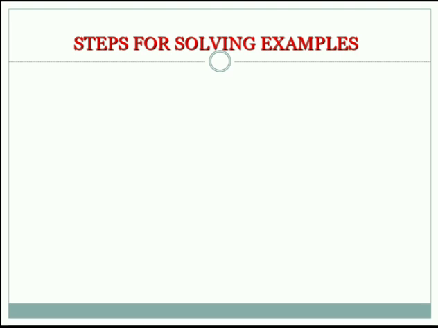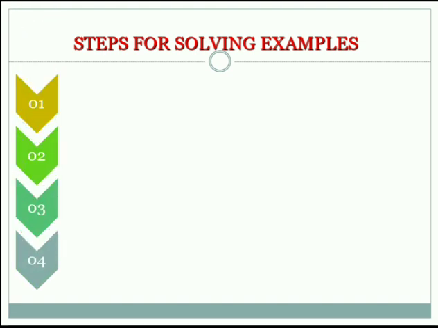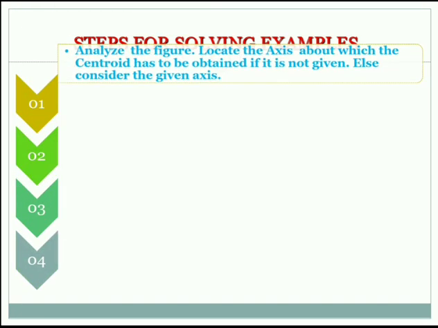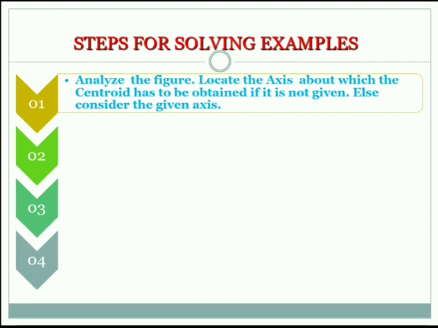So let's start with the steps for solving the problems on centroid. I have divided the procedure into 4 steps. Step 1: Analyze the figure. Locate the axis about which the centroid has to be obtained if it is not given. Else, consider the given axis.